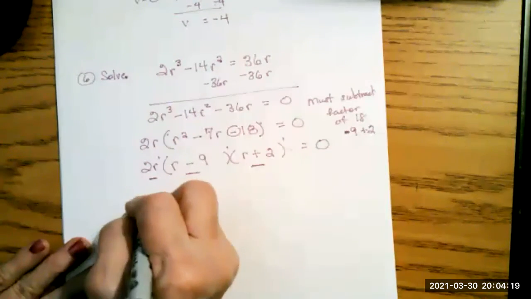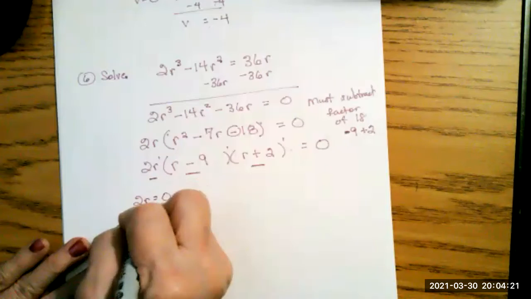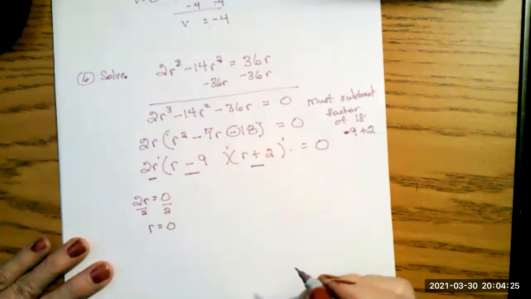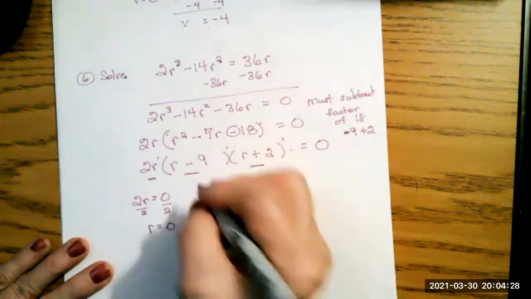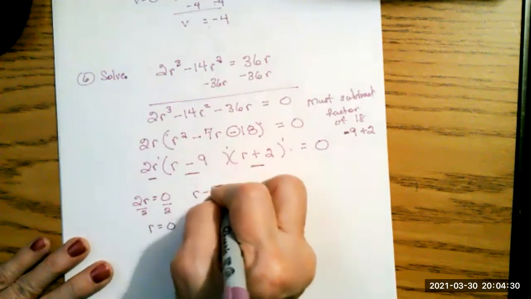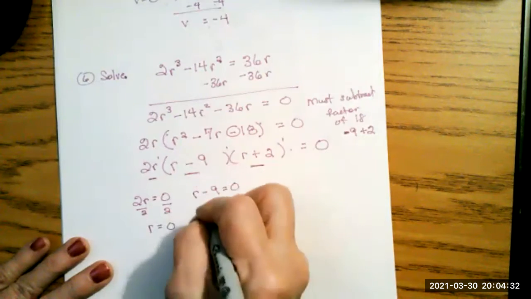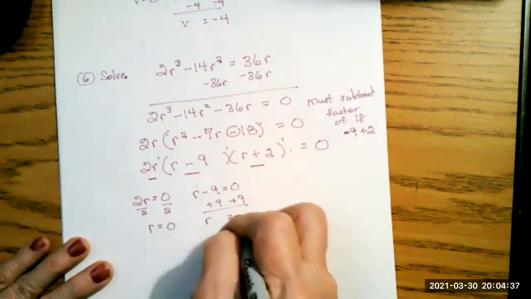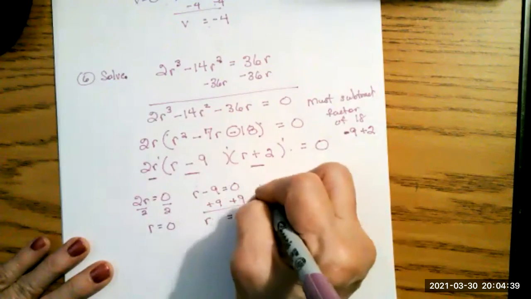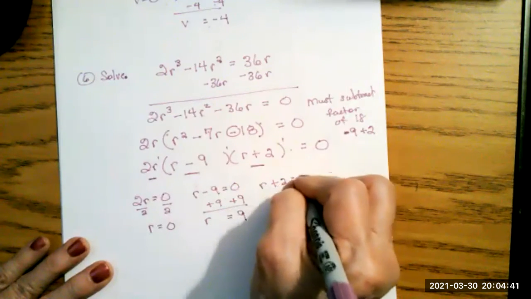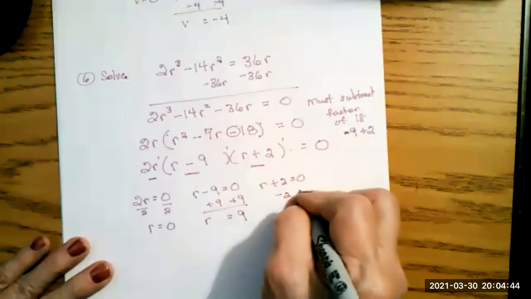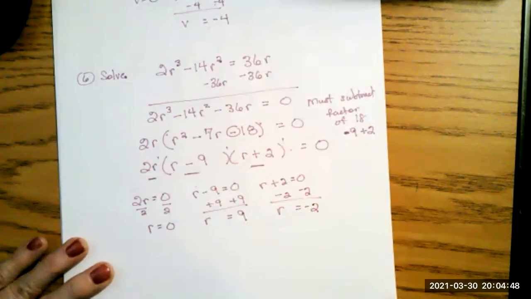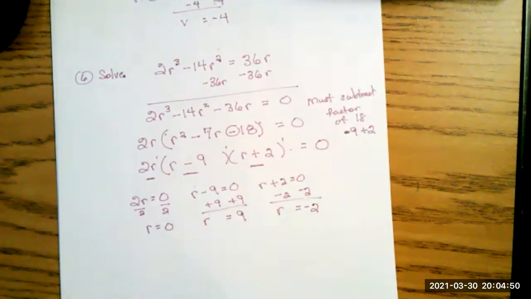So I have 2r equals 0. Divide out the 2, so r equals 0. Now r minus 9 equals 0. Add the 9, and I get r equals 9. R plus 2 equals 0. Subtract the 2, and r equals negative 2. So there's my 3 zeros.